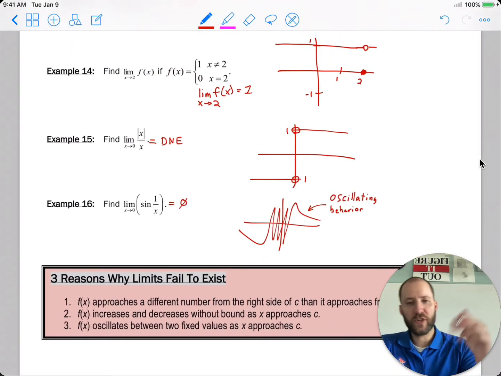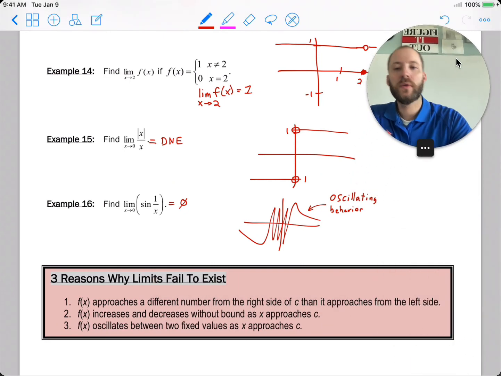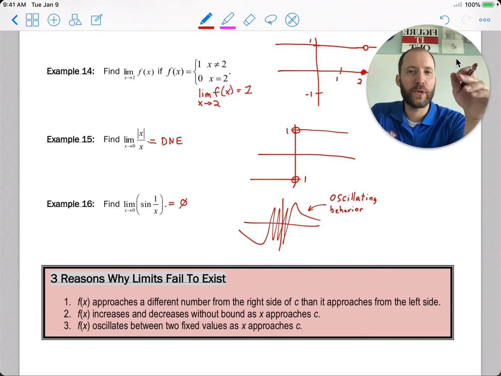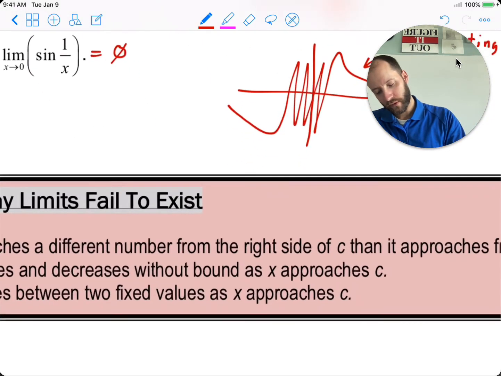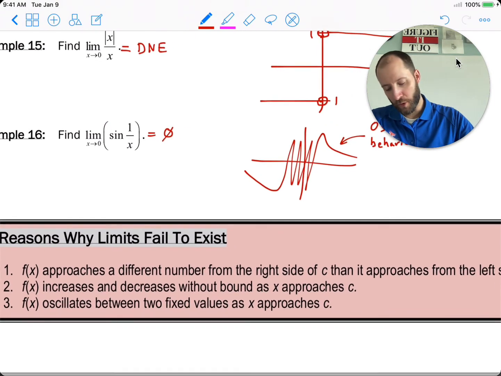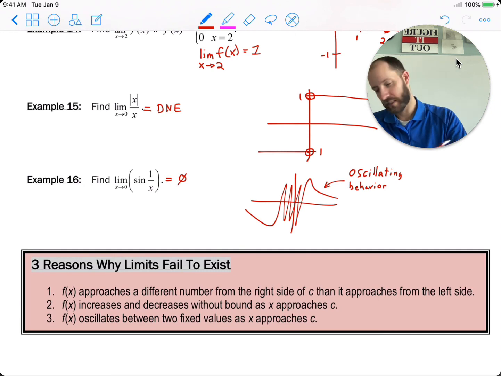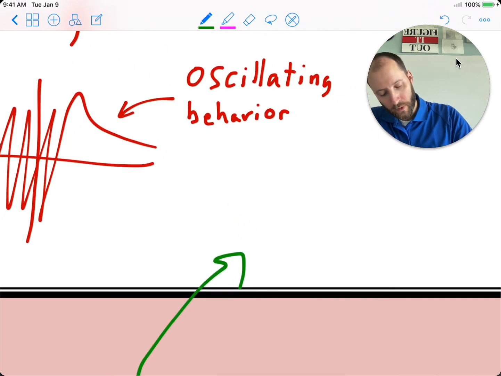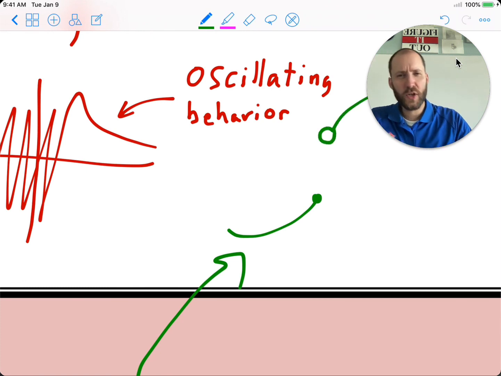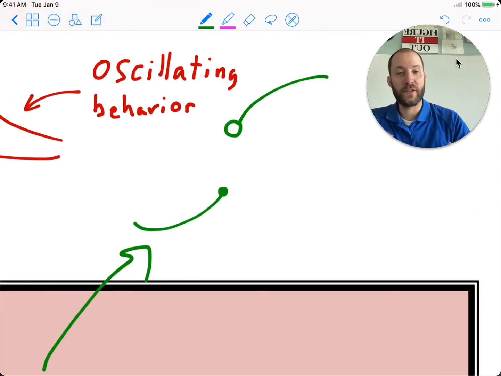So 3 reasons why limits fail to exist. Number 1, you're approaching a different number from the right of c than from the left of c. So that is something, haven't used green yet. Let's use green. Something like this. Where you're coming up, you're coming down, but they don't quite meet each other. So you have divergent behavior.